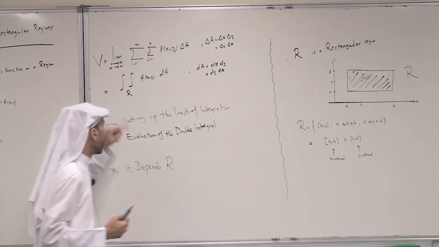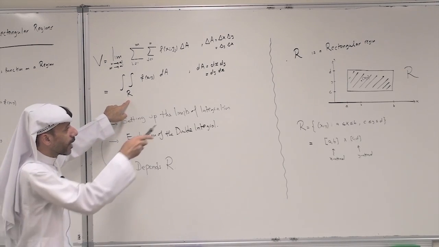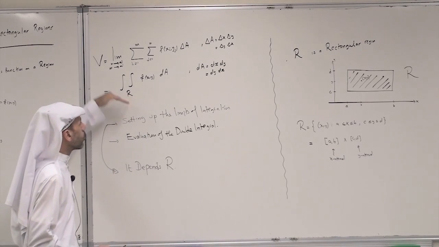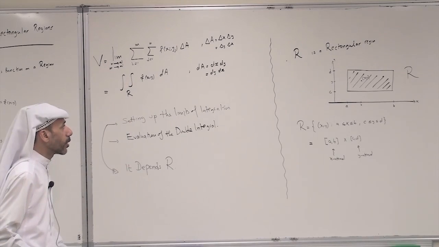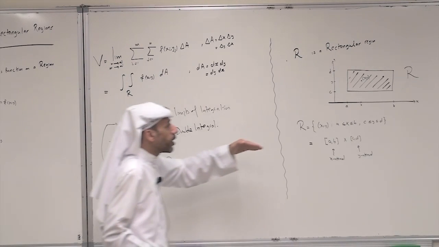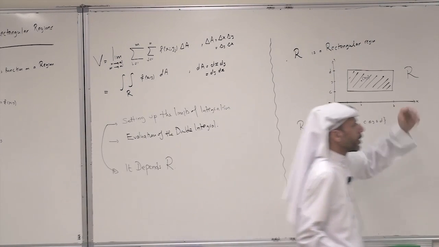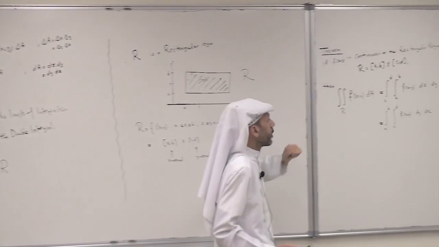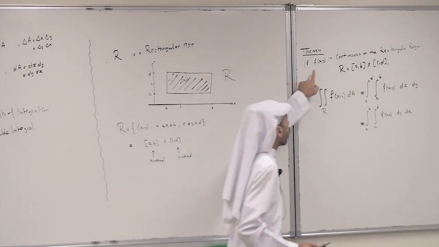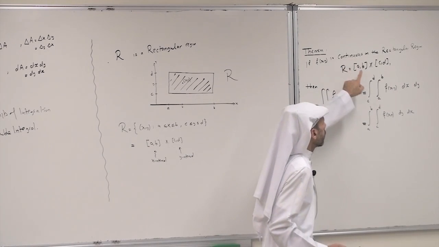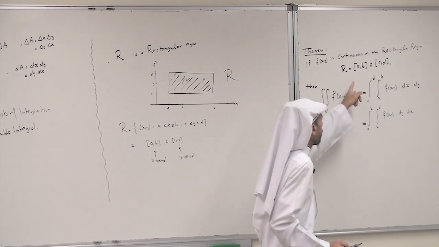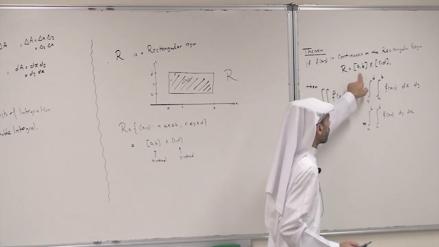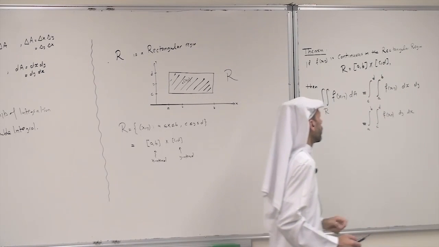Now, if the region is a rectangular region, how to set up the limits of integration? Well, setting up the limits of integration in this case is really very simple. It is described in this theorem. f of xy is continuous in the rectangular region R, [a, b] cross [c, d], the x interval times the y interval.